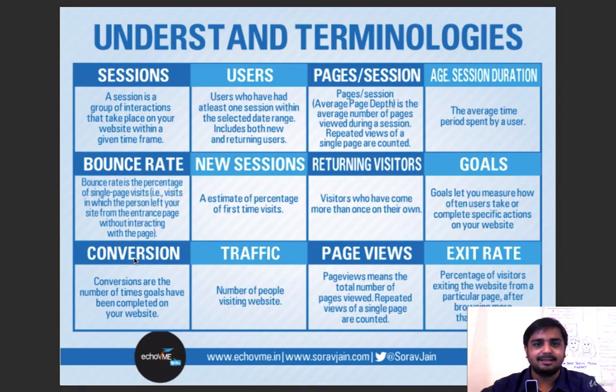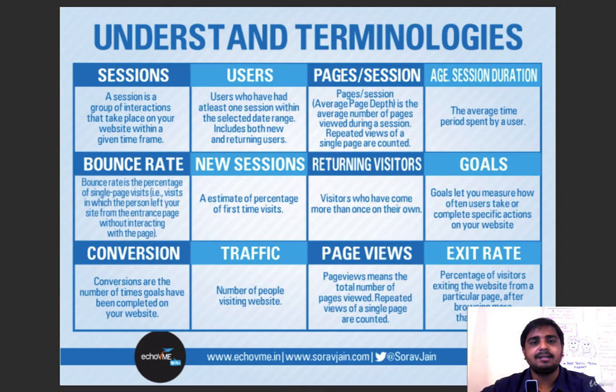Before you get started, you need to be aware of some terminologies in Google Analytics. Now, let's look at exit rate. It is the percentage of visitors exiting the website from a particular page after browsing more than one page. That means they come to your website, go to the contact us page, and exit from there. So that's where the exit rate is going to be high, because most of the people come there and exit from there.